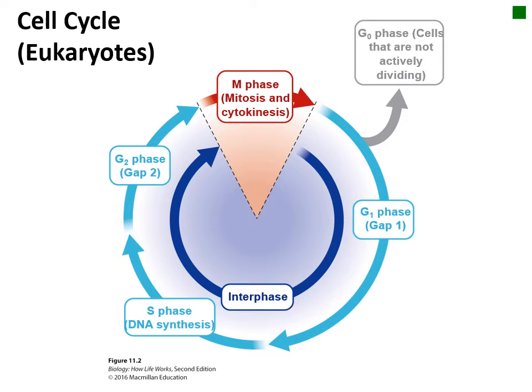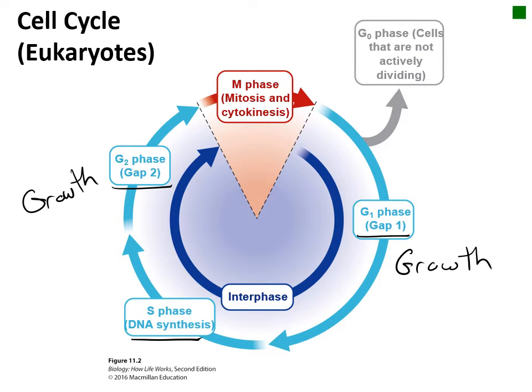The cell cycle has two key stages: the M phase, shown here in red, where the parent cell divides, and interphase, shown here in blue, where the cell is getting ready to divide. Interphase consists of 3 main stages: G1, S, and G2. G1 and G2 is where cell growth is occurring.